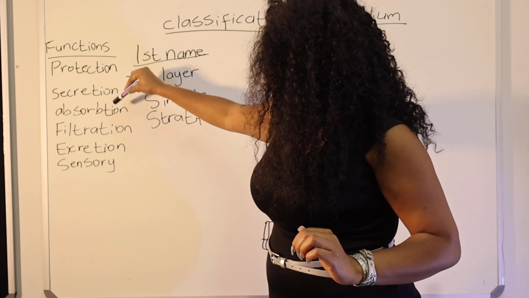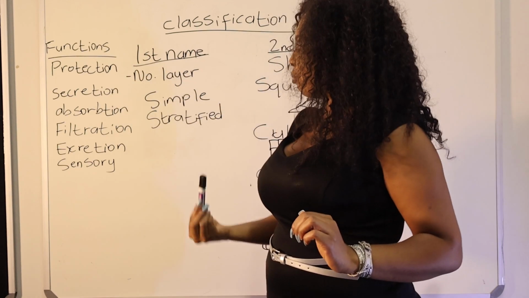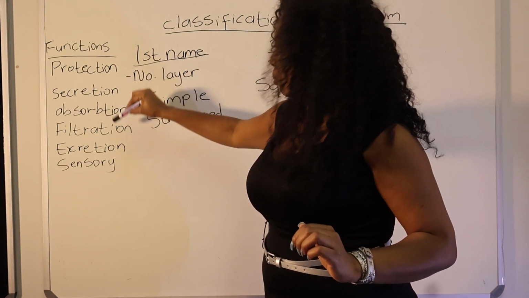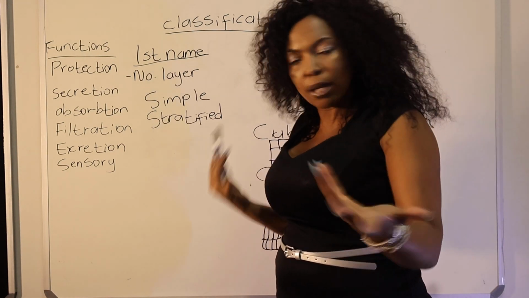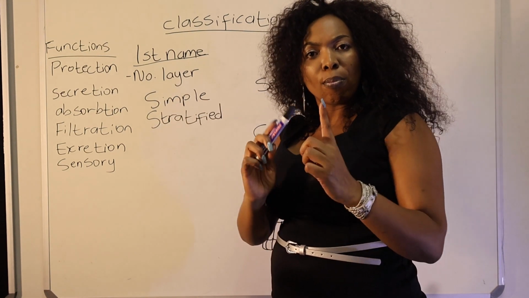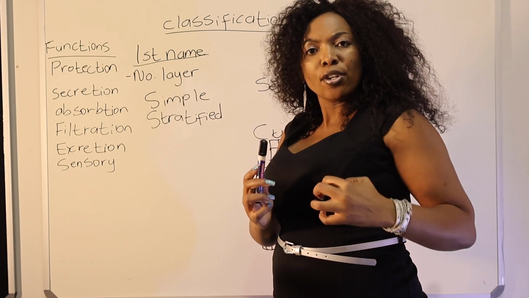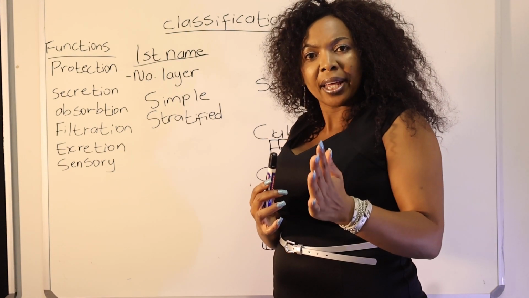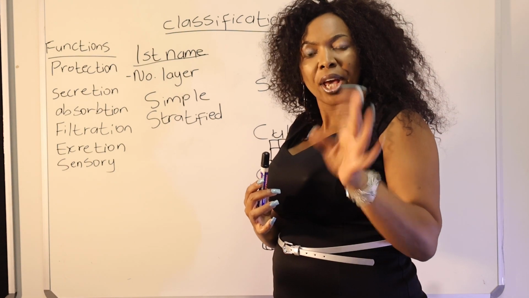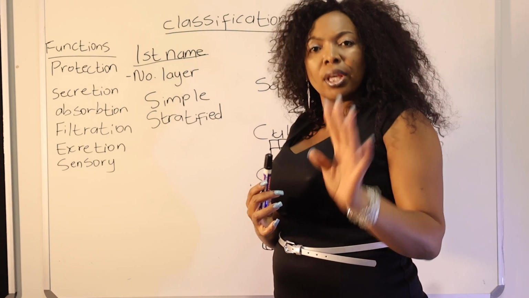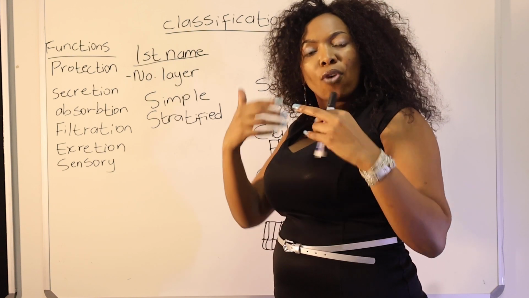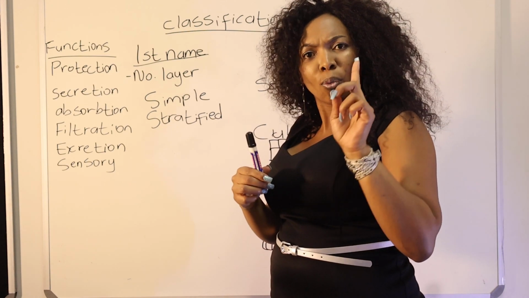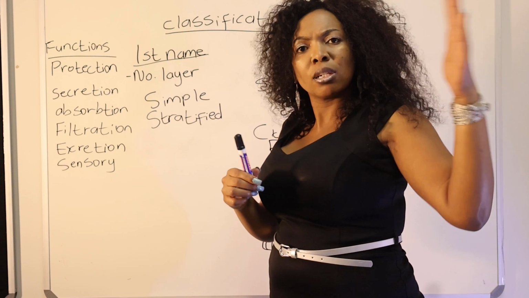Now, secretion, absorption, and filtration. These three require a simple layer. For movement of substances in your stomach, for substances to be absorbed, you want the layer just to be one, so that it shouldn't be difficult for exchange of the nutrients. In the gaseous exchange, for oxygen to be exchanged with the carbon dioxide, you just want one layer. You don't want to make it difficult by having multiple layers.